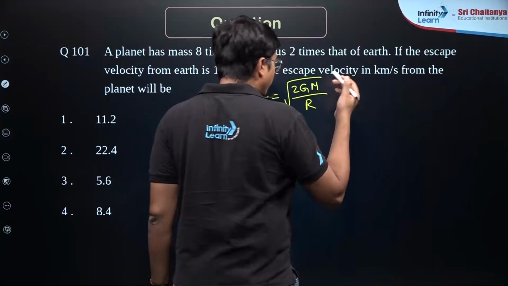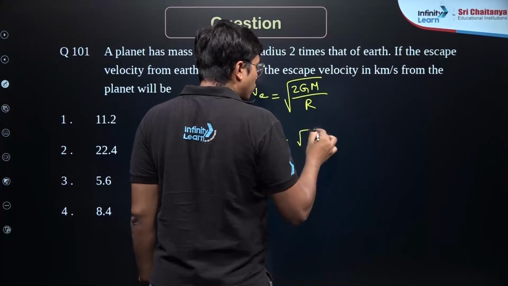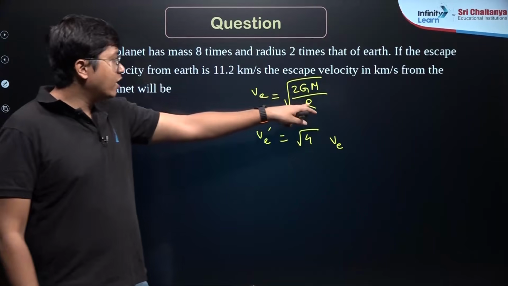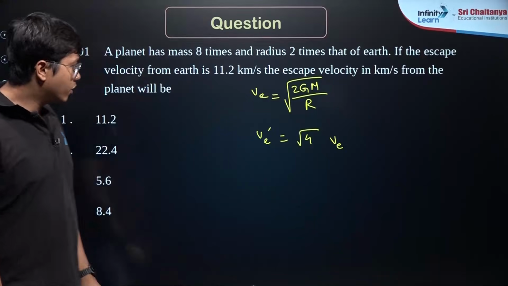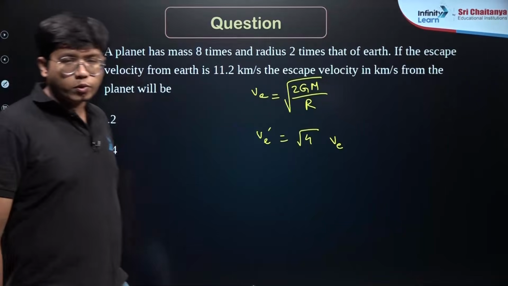That would be V dash, equal to root of 4 times VE. That's 2 times VE because there's an 8 and a 2. So 8 and 2 will cancel, you'll get root 4. So that's 2 times VE. That's double of 11.2, 22.4.